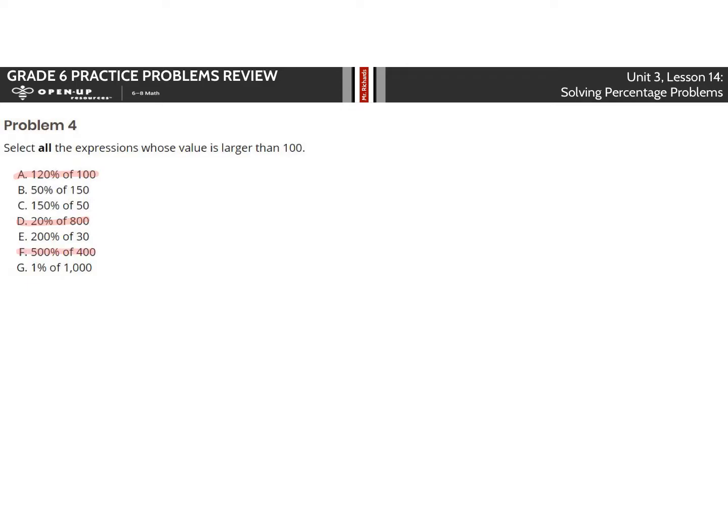Let's make sure we understand why. 120% of 100, that means you're at 100 and getting bigger by 20%. And so this technically is 120, and so that's why that works. 50% of 150, half of 150 is 75, so that's not going to work. 150% of 50 sounds like it might work, but what is half of 50? Well, half of 50 is 25. So this solution's actually 75.